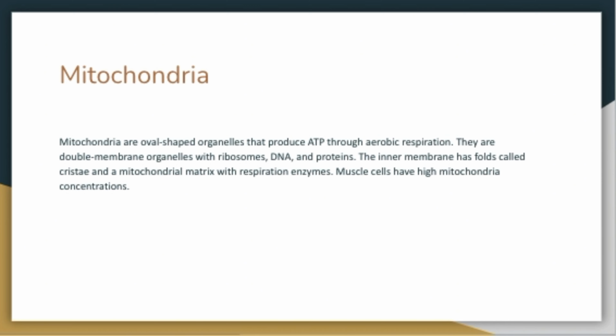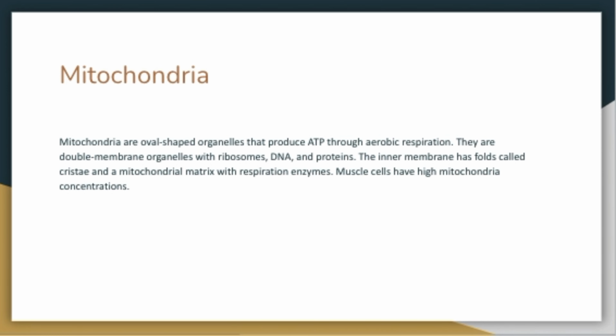Mitochondria are oval-shaped, double-membrane organelles that have their own ribosomes and DNA. Each membrane is a phospholipid bilayer embedded with proteins. The inner layer of the membrane has folds called cristae. The area surrounded by the fold is called the mitochondrial matrix. The mitochondrial matrix contains enzymes used for respiration.